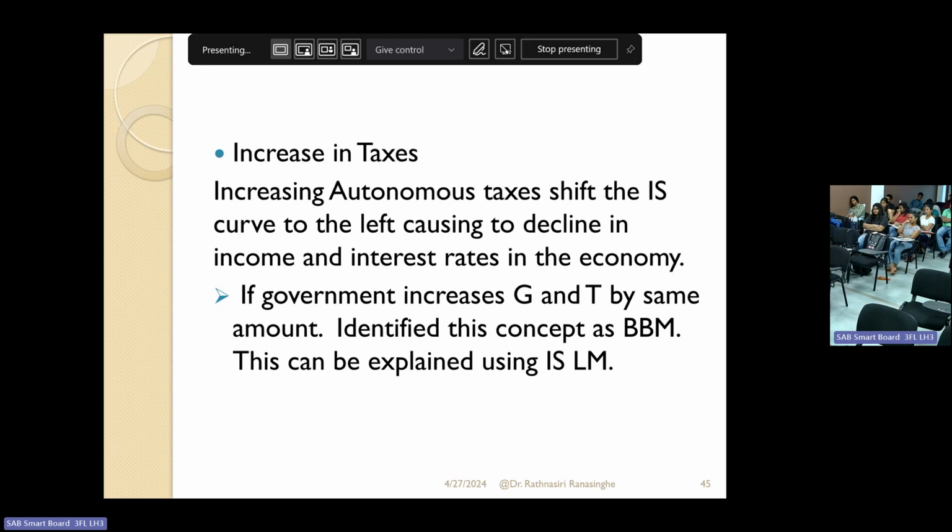So let's again explain this equilibrium in the money market. We see the decline in the interest rate from R0 to R1 and the income level also decreases from Y0 to Y1. So that's clear. Now there will be a repeat question. Already in the past papers there are IS-LM analysis questions. This time you will have a question from this area.